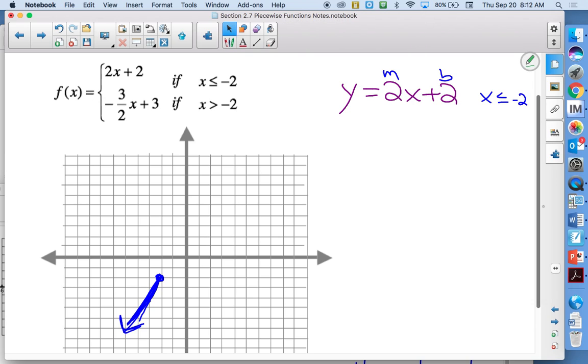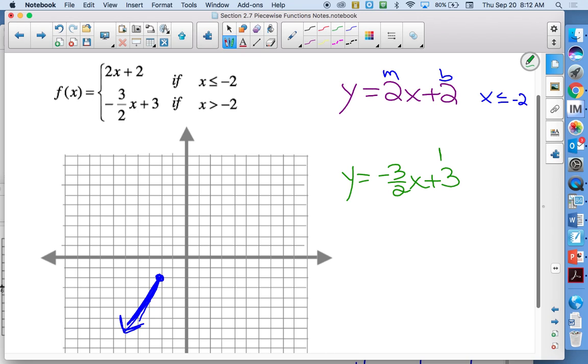The second equation, we have negative 3 halves x plus 3. So again, the b value moving up to 3. The slope is negative 3 over 2. So down 3, right 2. Or we could go up 3 and left 2. Make sure that line looks like it's going down. Remember, a negative slope is a decreasing line. And that's for x is greater than negative 2.